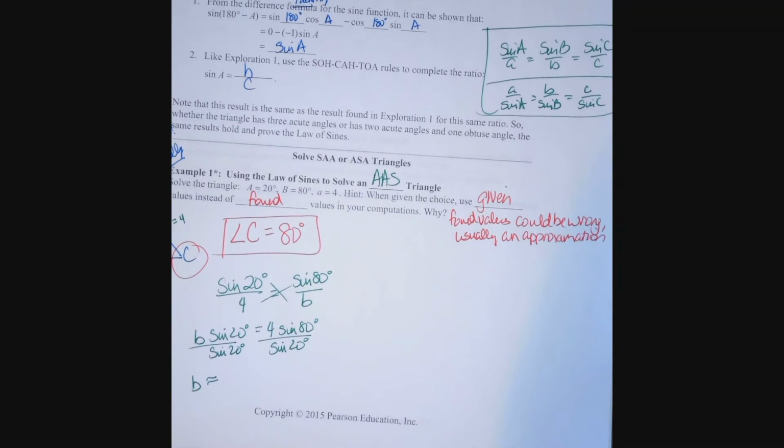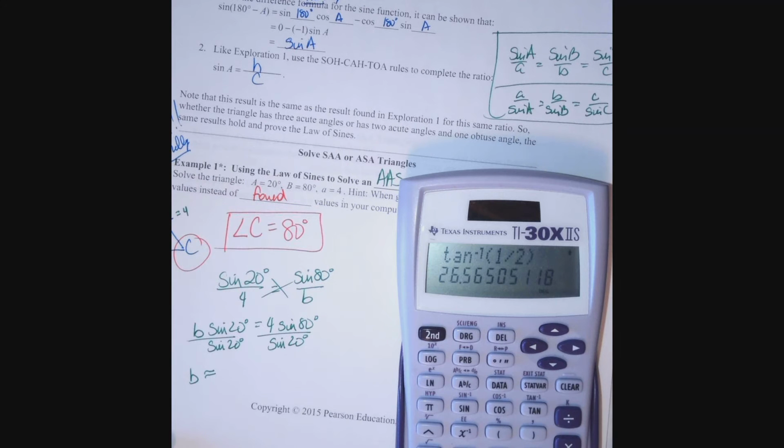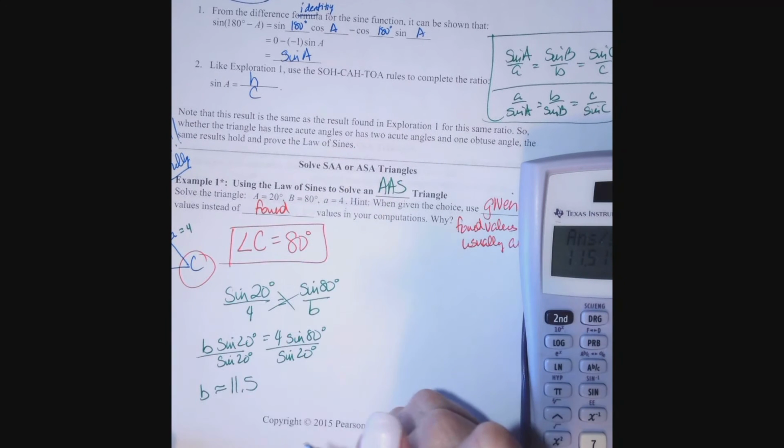Now we're going to solve for B. Let's just round to a single decimal place here. What I input into my calculator: 4 times the sine of 80 degrees divided by the sine of 20 degrees. Let me get the glare off my screen. All right, we're in degree mode. Make sure you check. 4 times the sine of 80 degrees, and then I take that and divide it by the sine of 20 degrees. And I get a side length for side B as 11.5. And I don't have units.